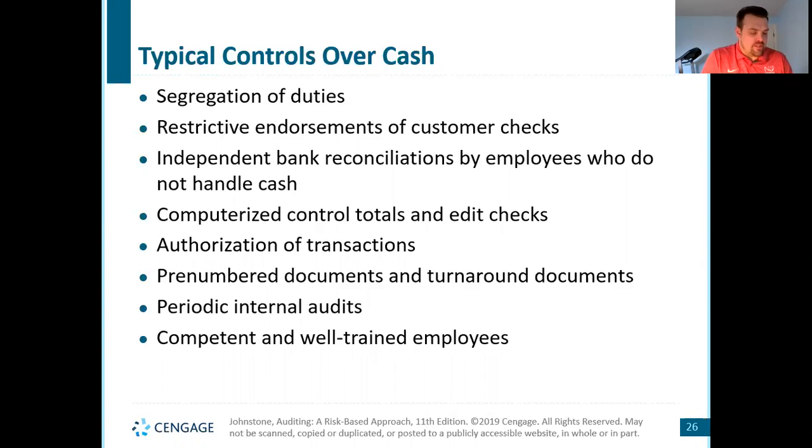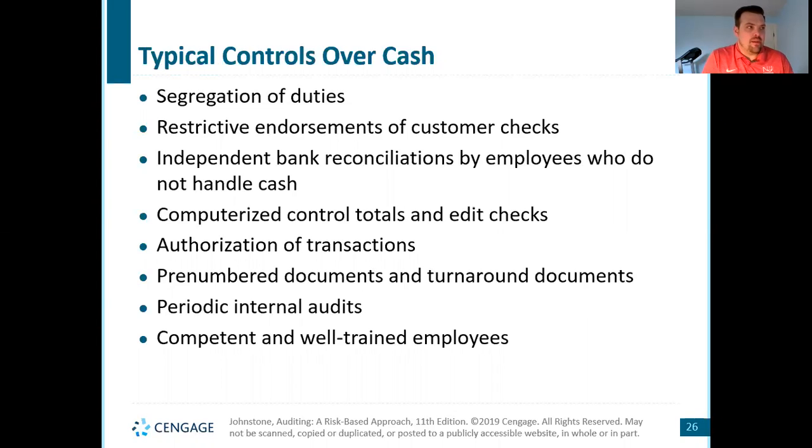Restrictive endorsements of customer checks. So maybe only certain people can endorse certain checks to be deposited. That could have to do with the size of the check. Could be only the person who is responsible for the sale. There are all different ways to do this, but if you separate who can actually sign something for it to be deposited, then you can effectively make the check go through another individual before it actually reaches the bank.